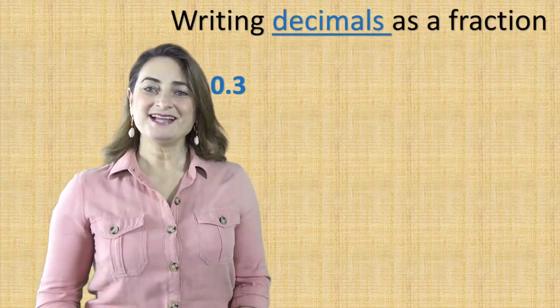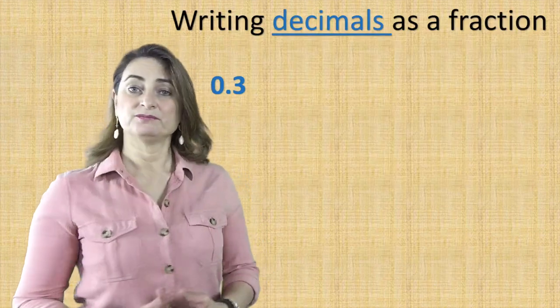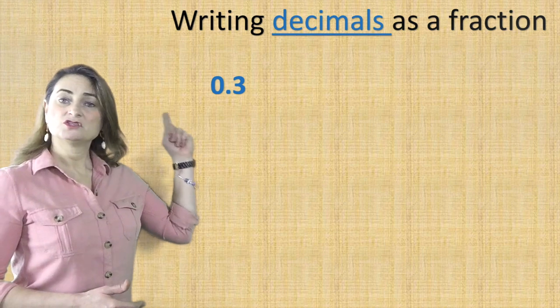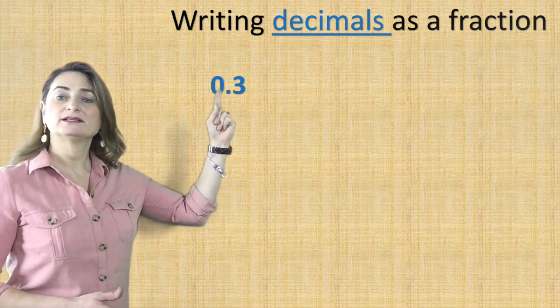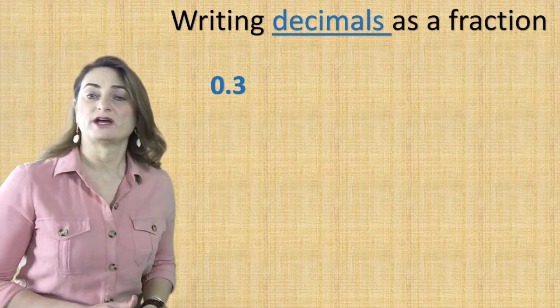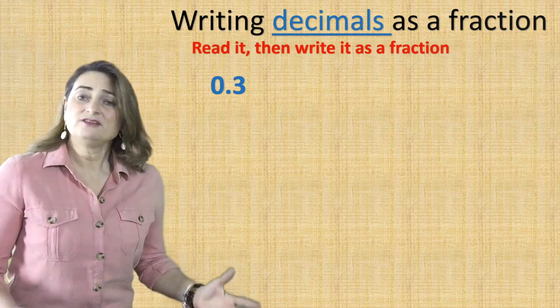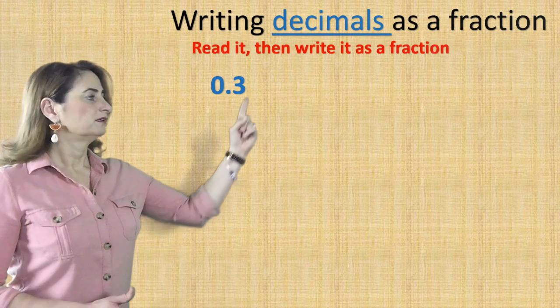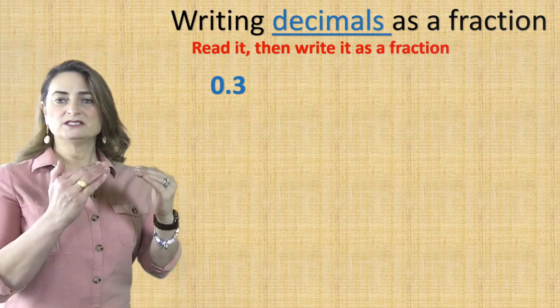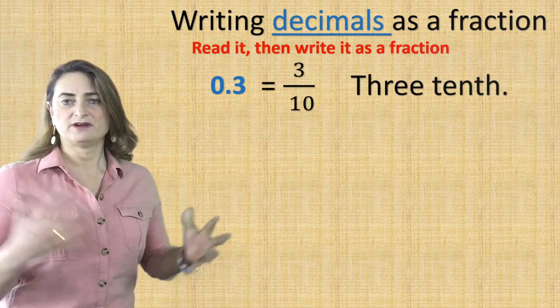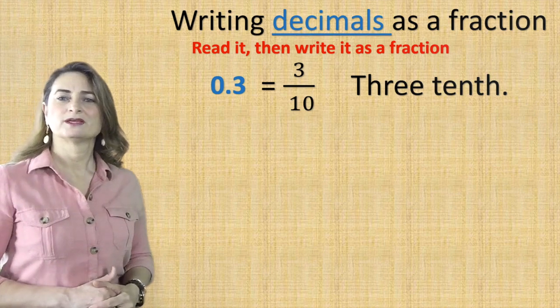For you to understand that, let's start with something simple. For example, 0.3, how do you write that decimal number as a fraction? The first method is to read it and then write it as a fraction. 3/10, which means 3/10. That's the fraction of this decimal form.